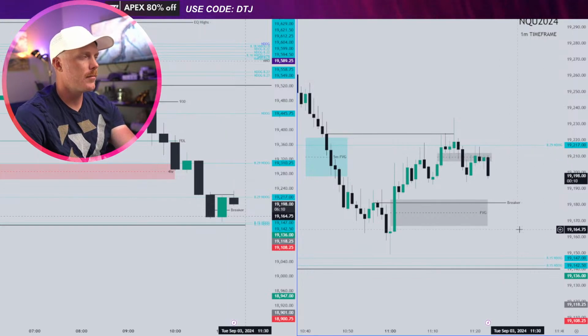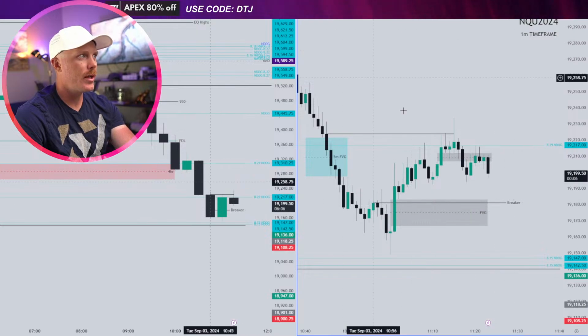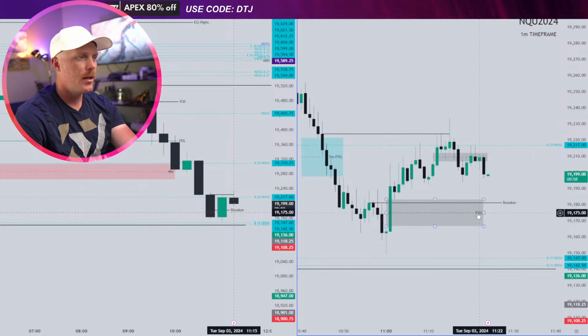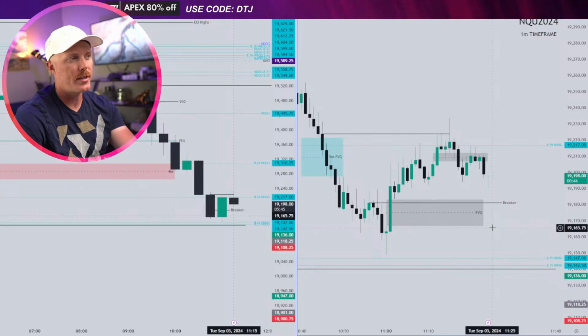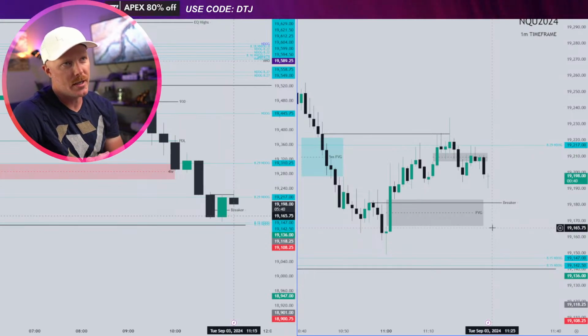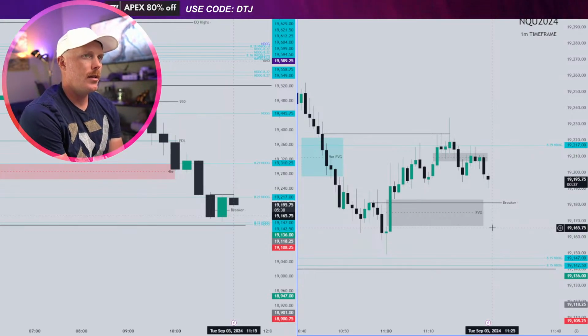Now, the question is, where do I want to take my entry? Do I want to take it at the breaker? Do I want to take it at the fair value gap? Do I want to take it at the consequent encroachment? Because this is a larger candle and I want to have a relatively tight stop loss. I might let price play out here and give me an indication on when it wants to start moving the other direction before I take an entry. You do it based on past experience and you take that entry based on that.